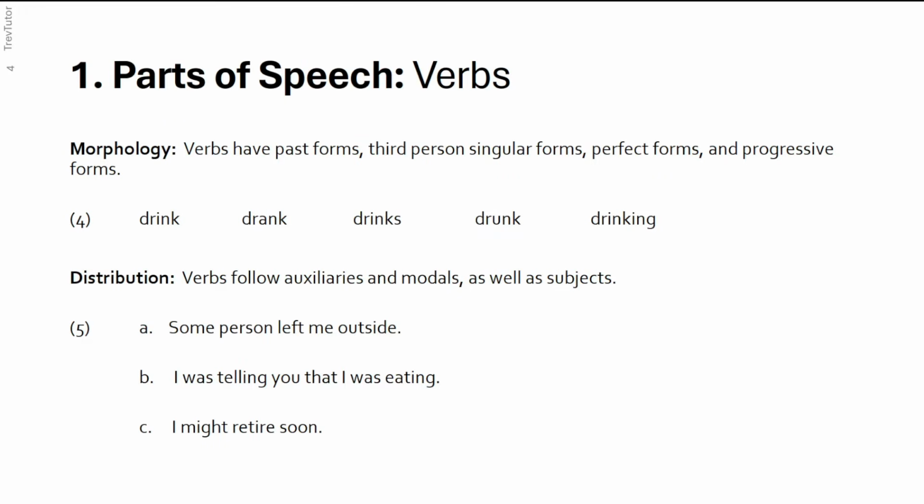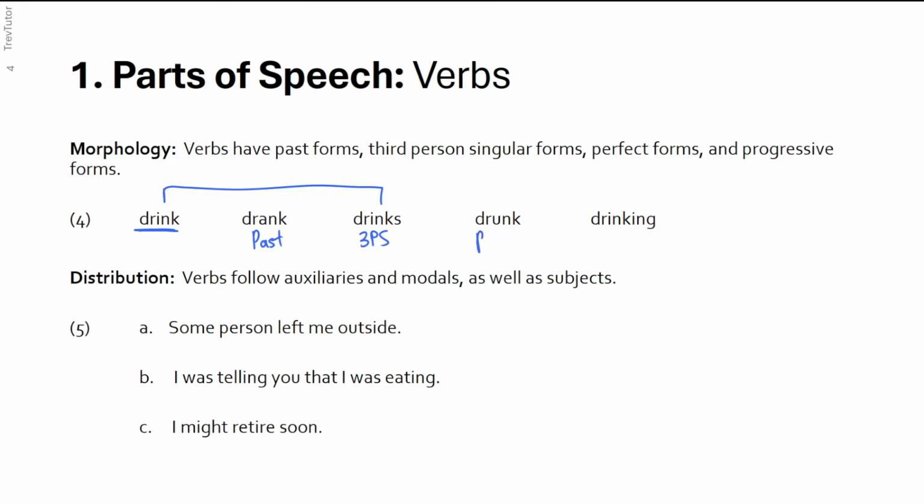Verbs are a little bit easier to identify. They have past forms, third person singular forms, perfect forms, and progressive forms. So if you take a look at the word drink, for example, we can make it past tense with drank. We can make it a third person singular for he drinks versus they drink. So these two forms, drink and drinks, are going to appear depending on what the subject is. So the boy drinks, that's third person, versus the boys drink, which is plural.